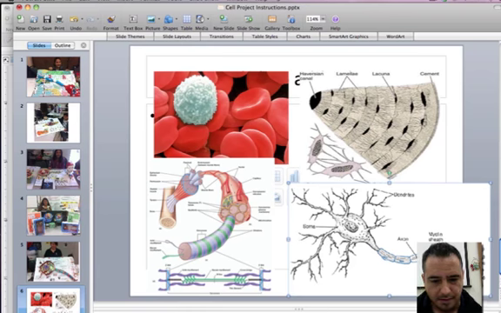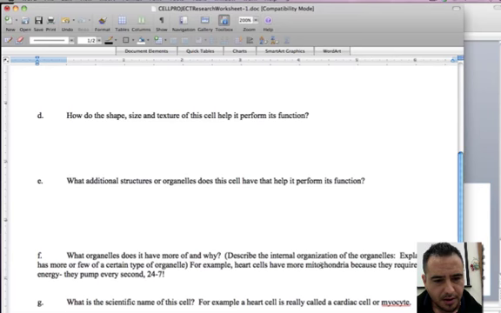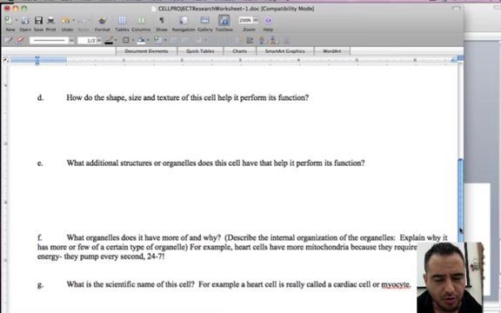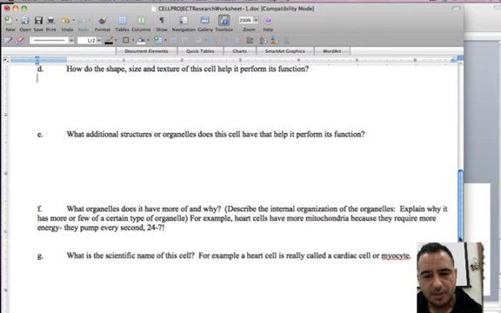Next, we have: what organelles does it have more of and why? So describe the internal organization of the organelles, and explain why it has more of a certain type of organelle. For example, heart cells, because heart cells pump a lot, they constantly need energy. So guess what? They're going to have a lot of mitochondria because they need to pump 24/7. The heart doesn't stop, it needs constant energy supply. So it's always going to be breaking down food molecules, so it needs a lot of mitochondria.